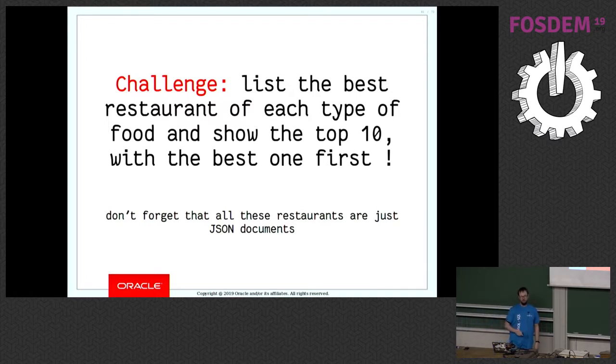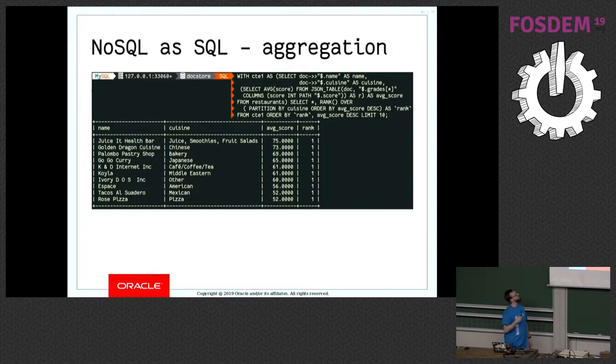With the MySQL 8 document store, just use SQL with your NoSQL data and aggregation. So we make a common table expression. SQL is powerful. We do some window functions, and here we are. So we have the cuisine, juice smoothie fruit salad. The name is Juice It Health Bar, which has an average of 75. So for all the juice, smoothie, fruit and salad restaurants we have, this one is the best of all of them. Then the second best cuisine is Chinese food, and this is the restaurant.